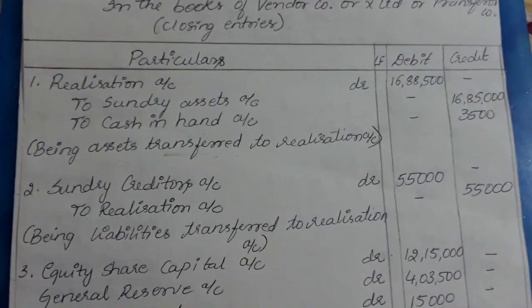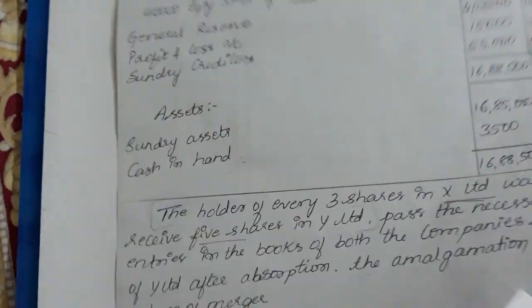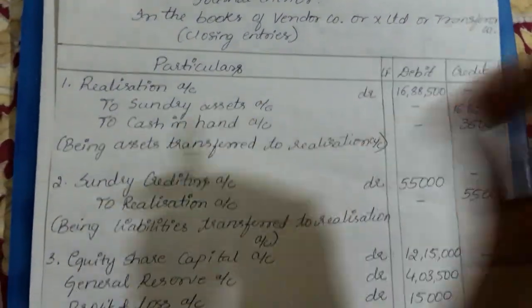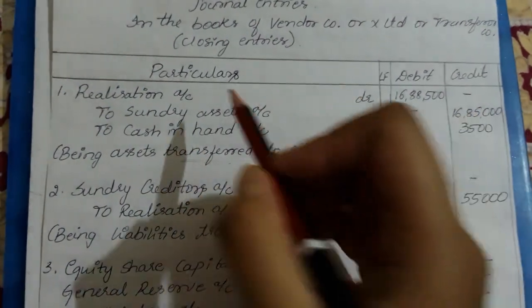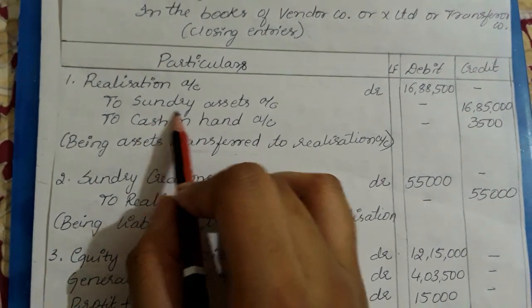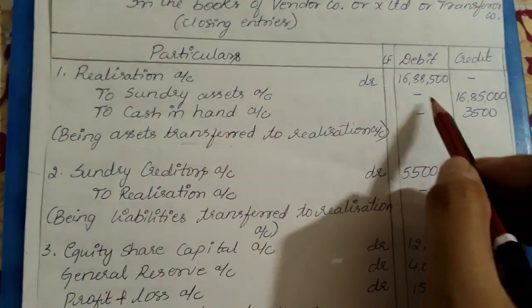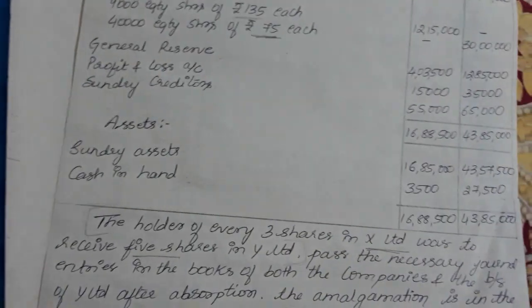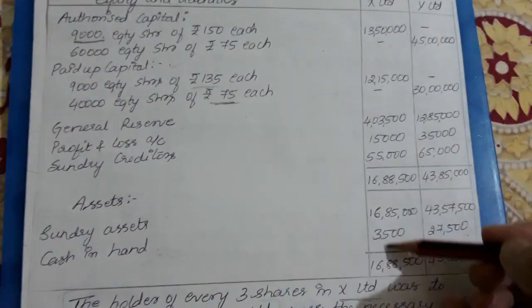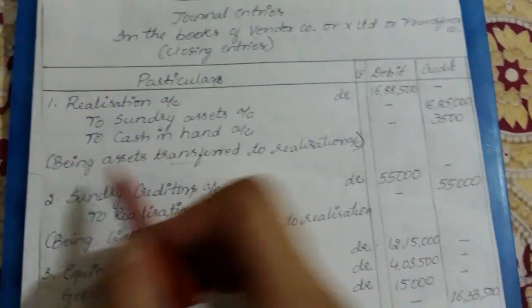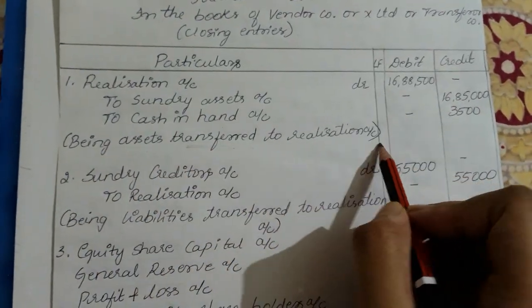Done. What are the assets given in the question? The assets given are sundry assets and cash in hand. So the first entry, regarding transfer of assets, is realization account debit to all the assets given. The question clearly states sundry assets and cash in hand. The value of sundry assets is 16,85,000 and cash in hand 3,500. Narration: being assets transferred to realization account.